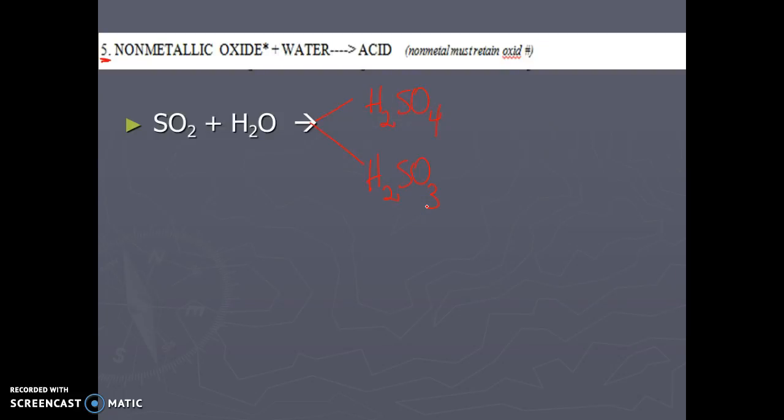So which one do I put? Which one am I going to get? Well, on my blue sheet, I have this little note here that tells me that the non-metal must retain its oxidation number. So in this whole mess here, we have H's and O's, but my non-metal, which is part of my non-metallic oxide here, is sulfur. So when it says must retain its oxidation number, that means whatever its oxidation number is on this side, I want to keep that same oxidation number on the other side.